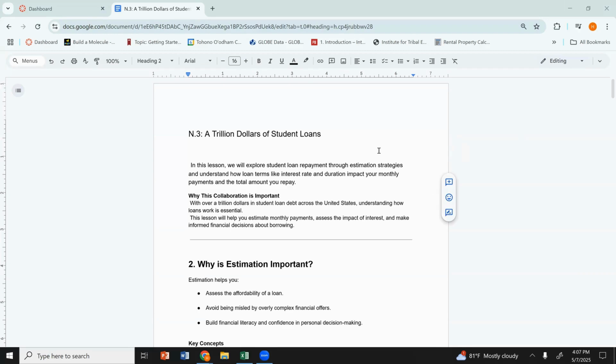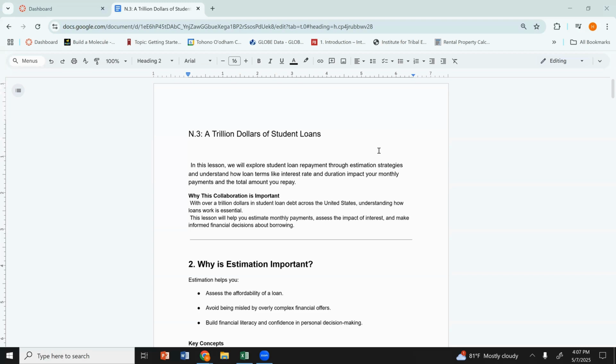So today our topic is $1 trillion of student loan. And this is part of your collaboration for N.3, $1 trillion of student loan. In this lesson, we're going to explore student loan repayment through estimation strategies and understanding how loan terms like interest rate and duration impact your monthly payments and the total amount you will repay.